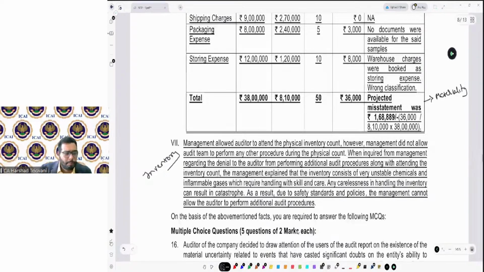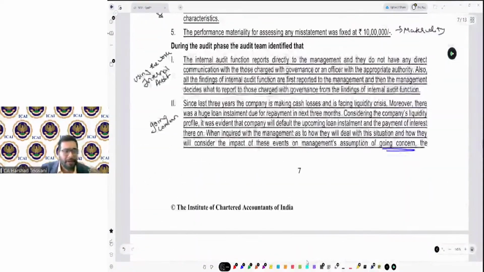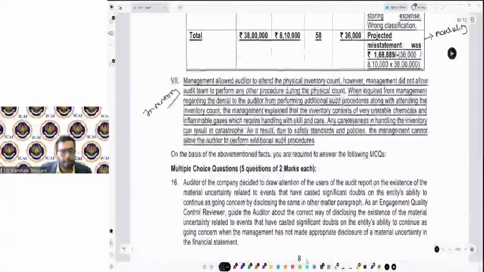Okay. So on the basis of the above facts, you are required to answer the MCQs. Now we have mapped at least everything which is there in the question. Now let us see which are the MCQs and what topic each covers.